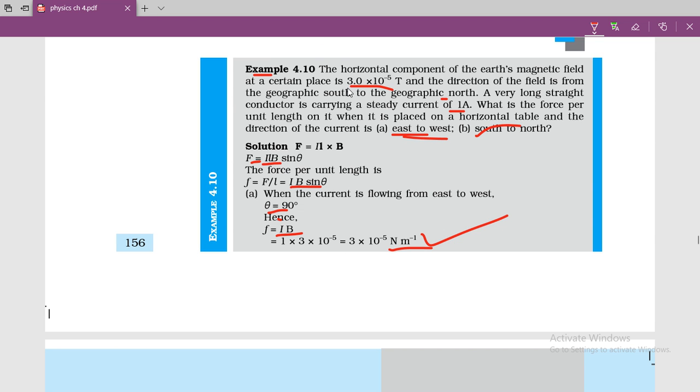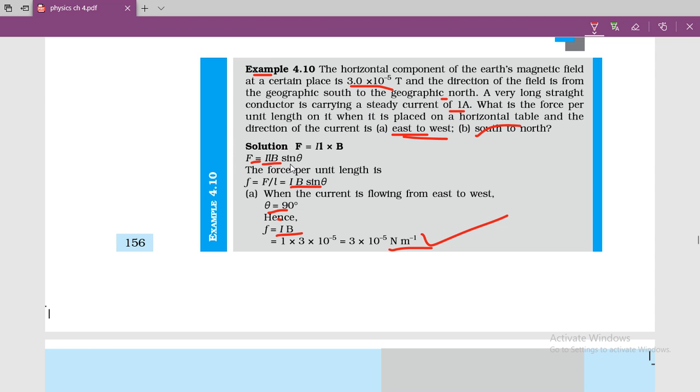In this case, the external magnetic field is given in this question, that is 3 into 10 to the power minus 5 Tesla, and horizontal field, and it is directed from south to north, and the direction of current is east to west. So the angle between the conductor and the magnetic field is 90 degree.